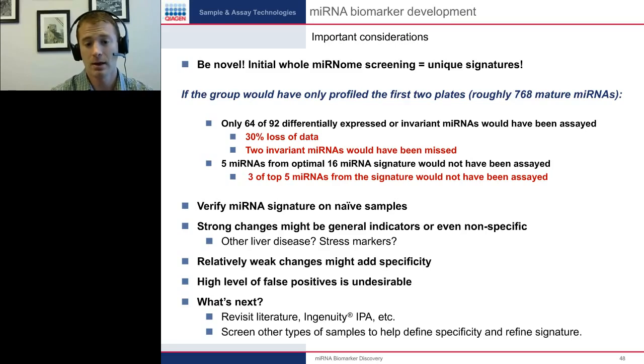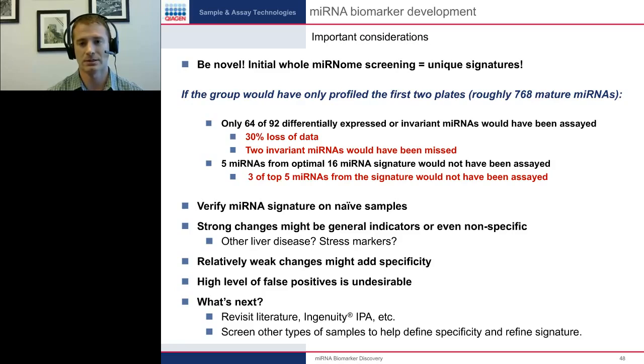So moving on, some other important considerations are that you want to verify your microRNA signature on naive samples, and strong changes might be general indicators or even be non-specific. They could be associated with other liver disease or potentially even stress markers. Also, note relatively weak changes might add specificity, and as you could guess, high levels of false positives are undesirable. But you also, lastly, want to ask the question, what's next?